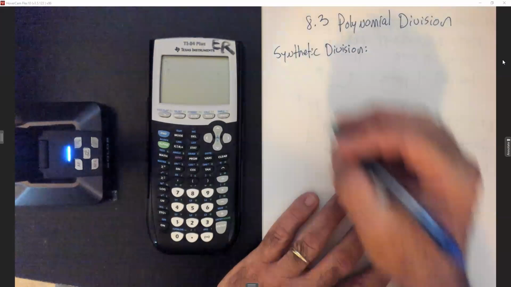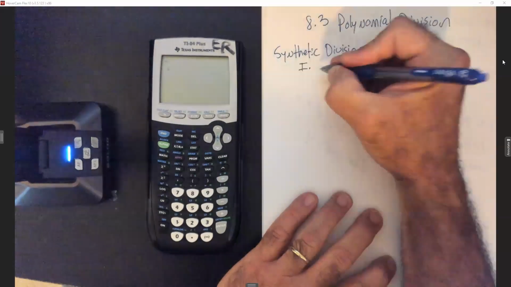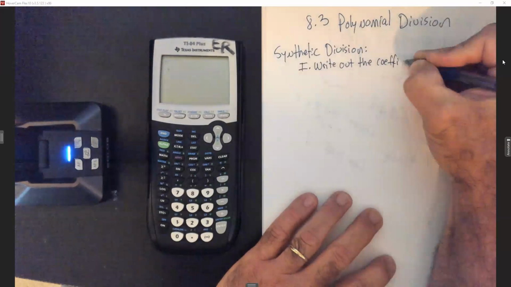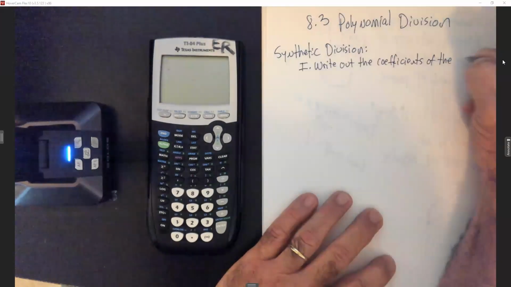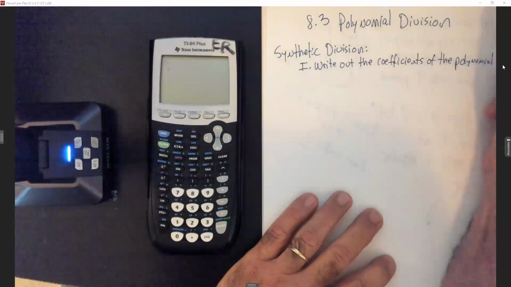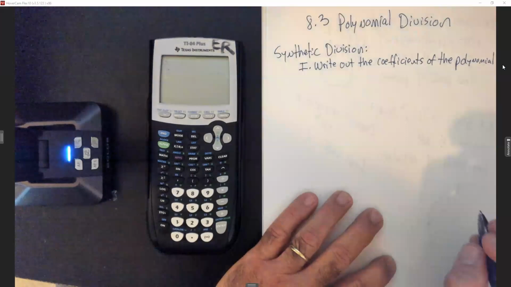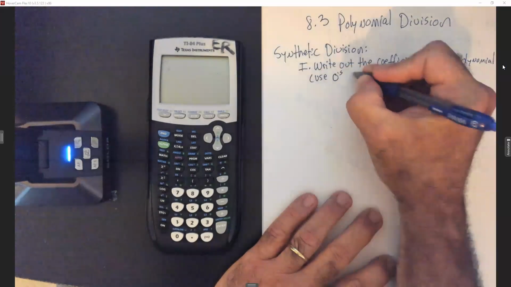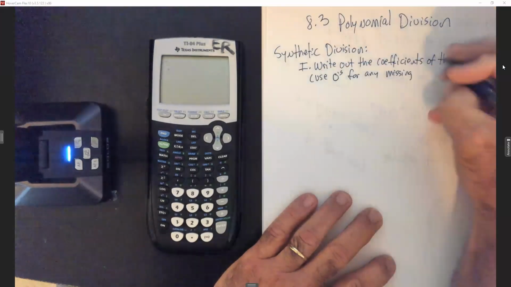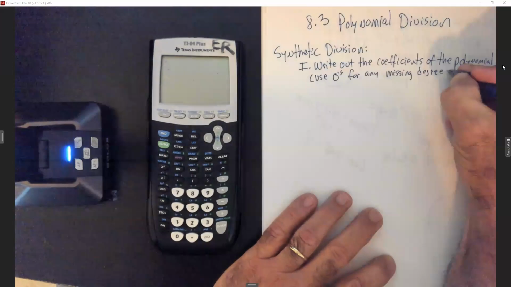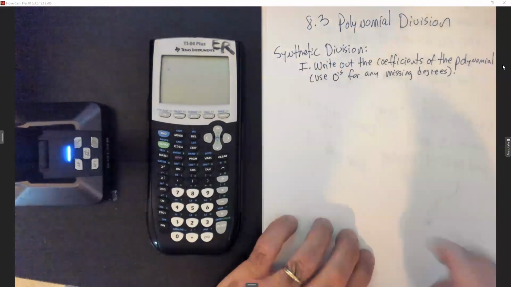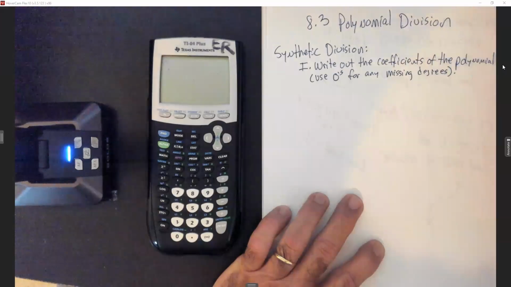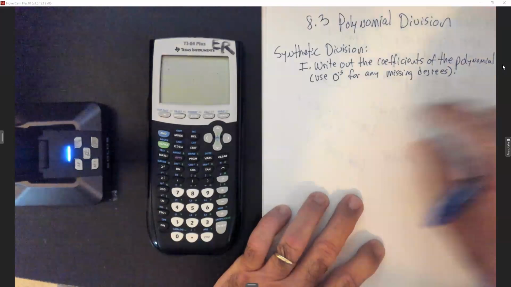So for synthetic division, first thing I do is write out the coefficients of the polynomial. Remember, the coefficients are the numbers in front of the variables. Now, use zeros for any missing degrees. So what I mean, if you have an x cubed term, an x squared term, but you don't have the x term there, you got to put a 0 there, and then you got your constant term, which is the number at the end. So write out all those coefficients.